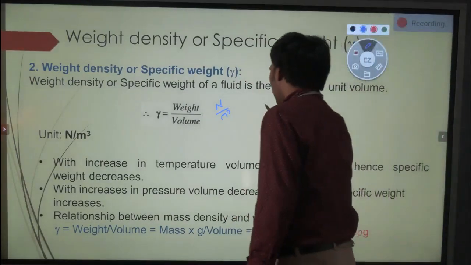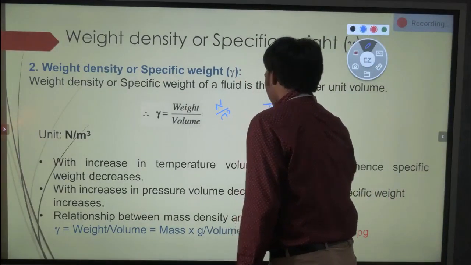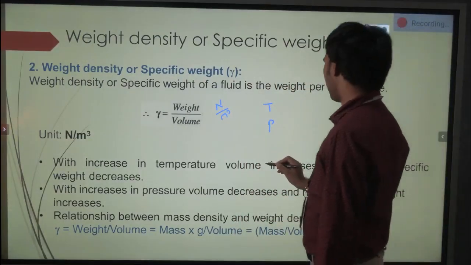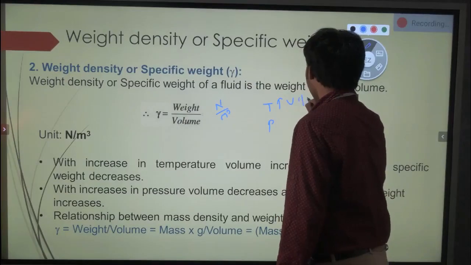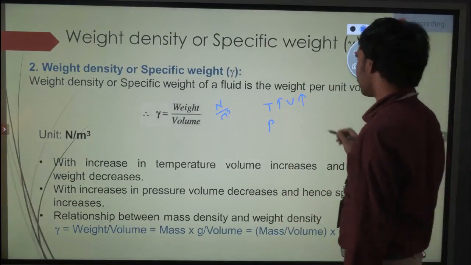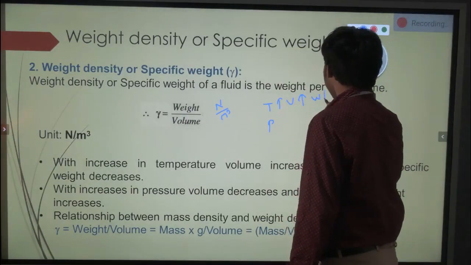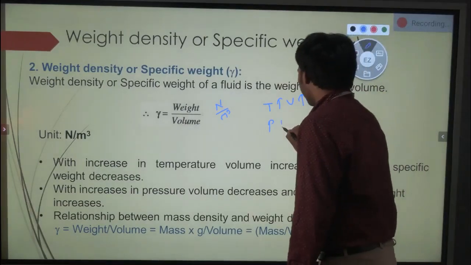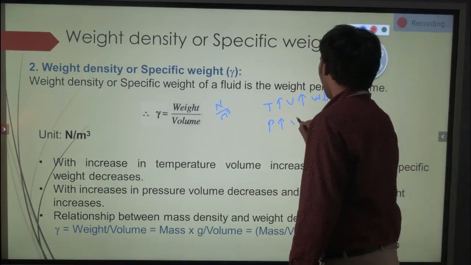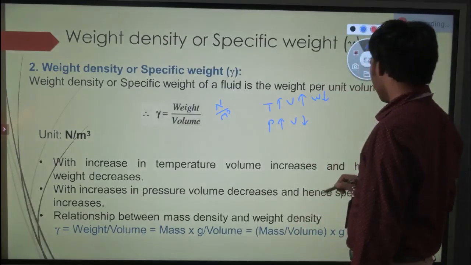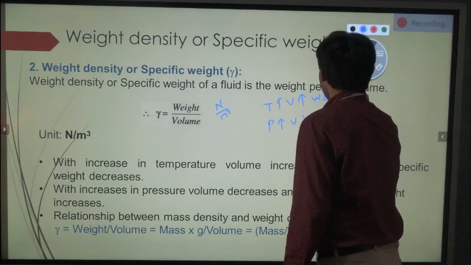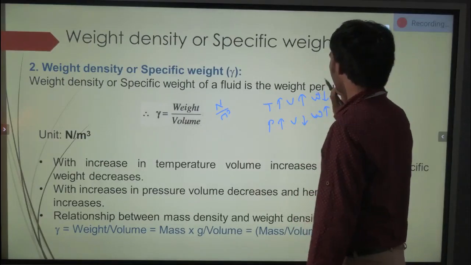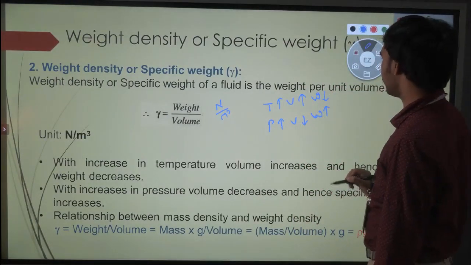It also depends upon temperature and pressure. If the temperature increases, volume increases, and specific weight decreases. If the pressure increases, volume decreases, and if the volume decreases, specific weight increases.